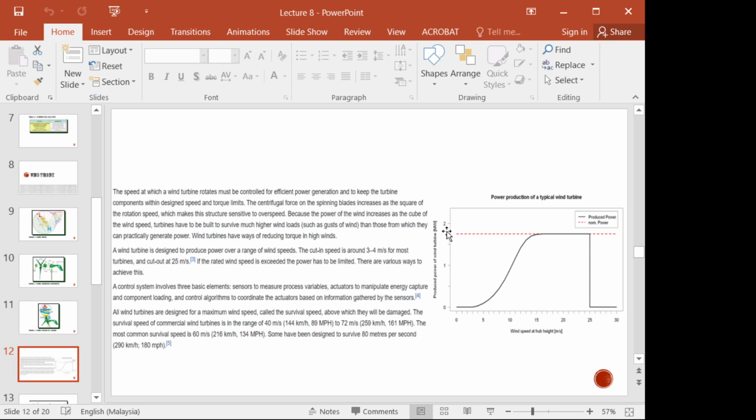So as you can see in this graph, the power will rise as the wind rises. And we know that the power is directly proportional to the cube of the wind speed, and at a certain wind speed it will brake. The wind turbine will brake so that it will not exceed the survival wind speed.